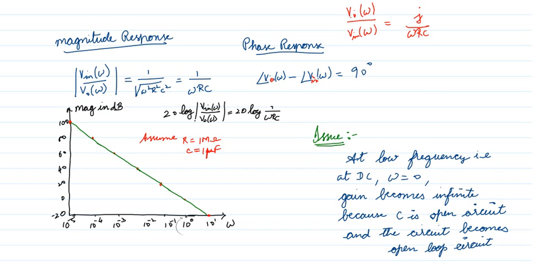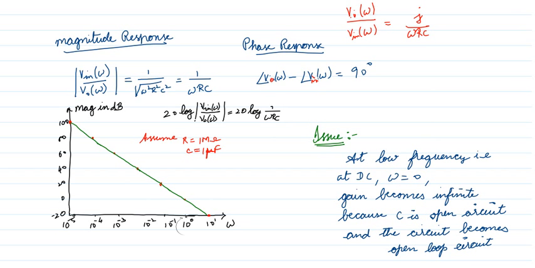Okay, so we can see that when the frequency increases, the gain gets reduced. Fine, gain gets reduced. What is the issue with this, right? The issue is at low frequency. At low frequency, gain becomes infinite. Low frequency means DC, constant, right? At omega equal to 0, gain becomes infinite, right? And because C is open circuit, the circuit becomes an open loop circuit, right?